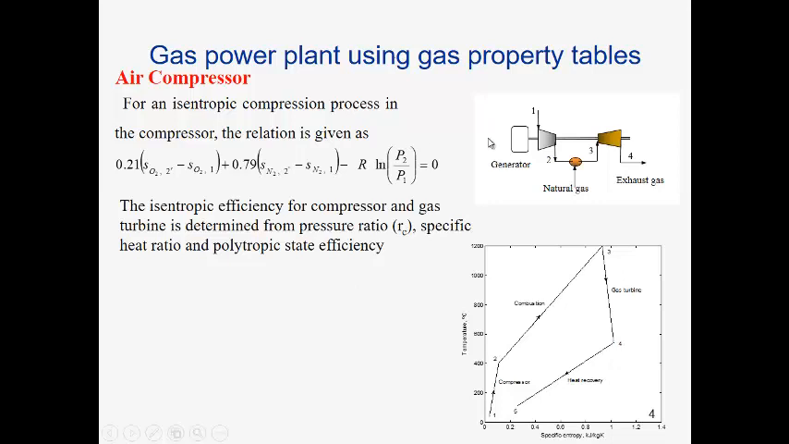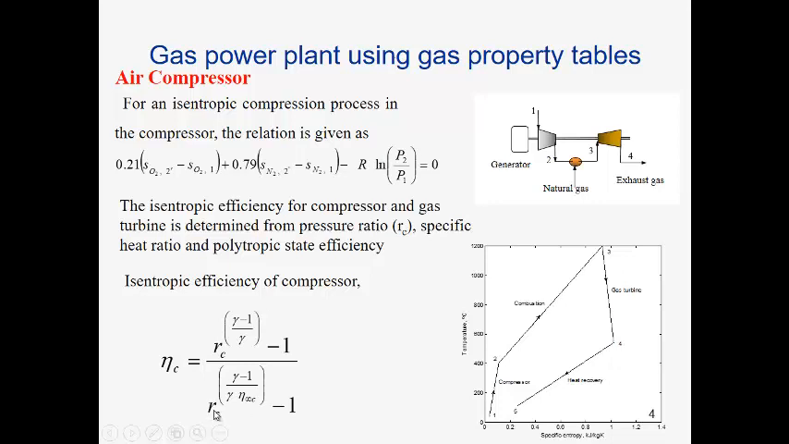The isentropic efficiency of compressor and gas turbine is determined from pressure ratio, specific heat ratio, and polytropic stage efficiency. Instead of assuming isentropic efficiency, it is determined from the given data. Compression ratio is generally given for a typical gas power plant. Gamma is 1.4 for air. Polytropic stage efficiency is obtained from the manufacturer's data or the design data.